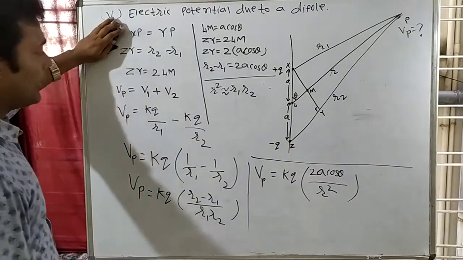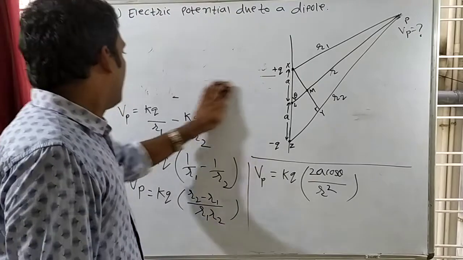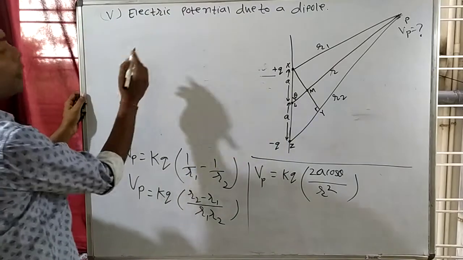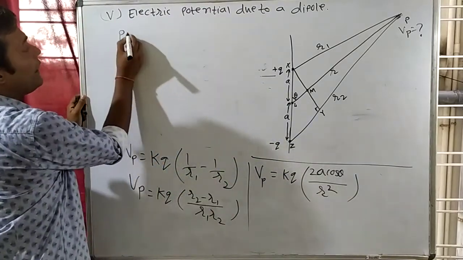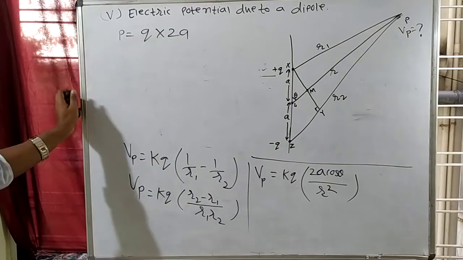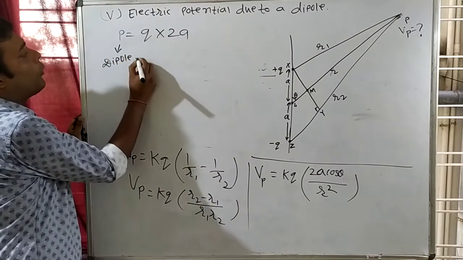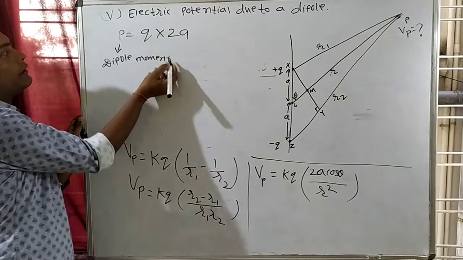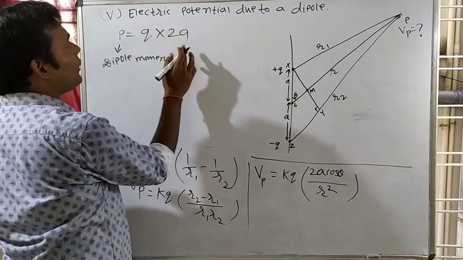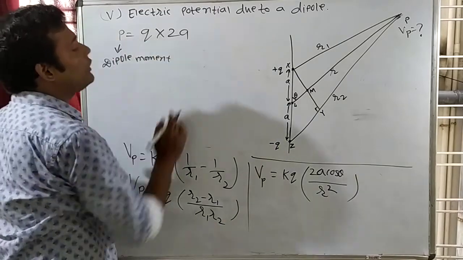Now you have seen one more thing in this. You know dipole moment. What is dipole moment? P is equal to Q into 2A. Can you remember this? P is known as dipole moment, and it is equal to any charge into 2a. So q into 2a is known as p. If you can't remember this, see my lecture on dipole moment. So p is equal to q into 2a.